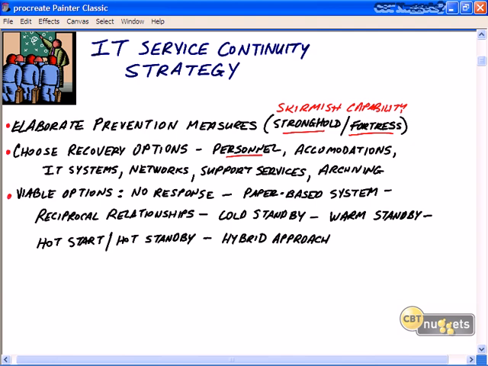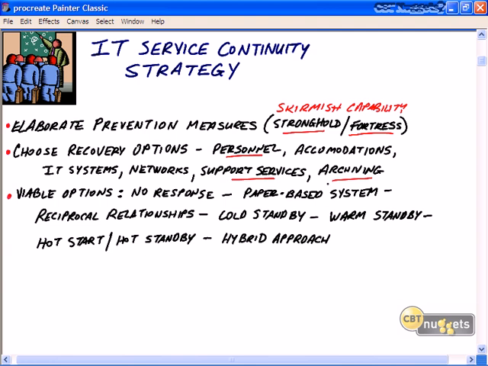You'll need to have IT systems in place, separate IT systems and networks, either using portable systems or backup systems. Support services, that includes things like electricity and water, telephone services, mail services, delivery services, whether it be UPS, FedEx, courier services, those kinds of things, and the ability to do archiving and storing safely documentation, paper-based systems, reference materials, manuals, training manuals, copies of all of your software, those types of things, filing systems.